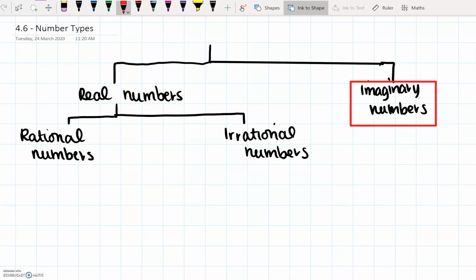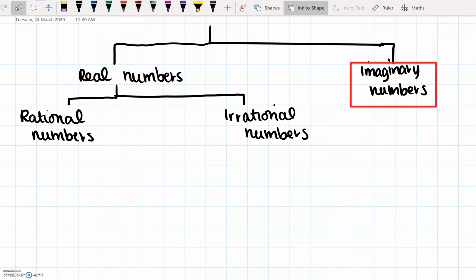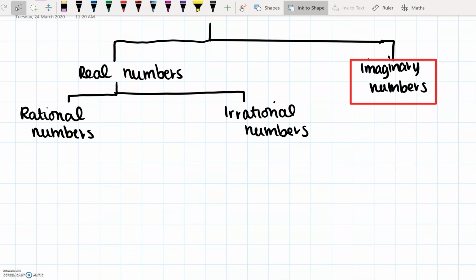Now, rational numbers are any number that can be written as a fraction. Irrational numbers cannot be written as a fraction. I'll write these definitions further down the page, but we just want to make the flowchart first. So rational numbers are numbers that can be written as a fraction.